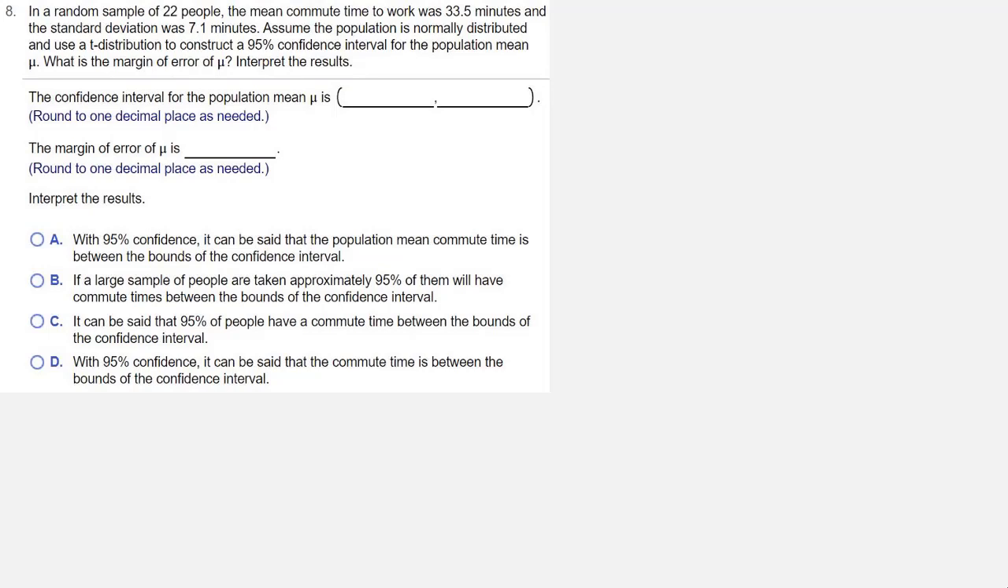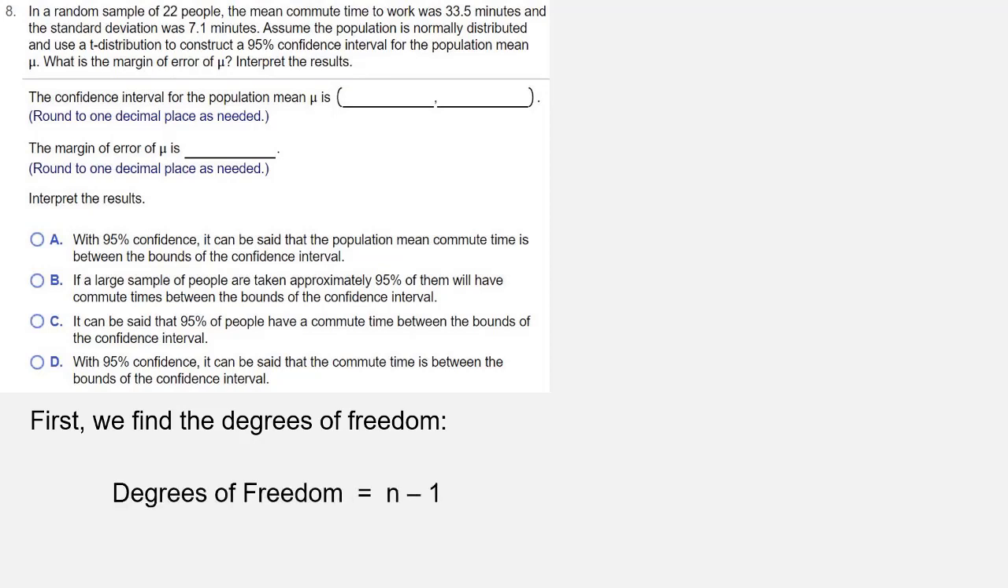Interpret the results. So the first thing we have to do here is calculate degrees of freedom, because whenever we're finding values on a t-distribution, we need to know the degrees of freedom. The formula for degrees of freedom is that degrees of freedom are one less than the sample size. So the sample here is 22, so it's 22 minus 1, which is 21.